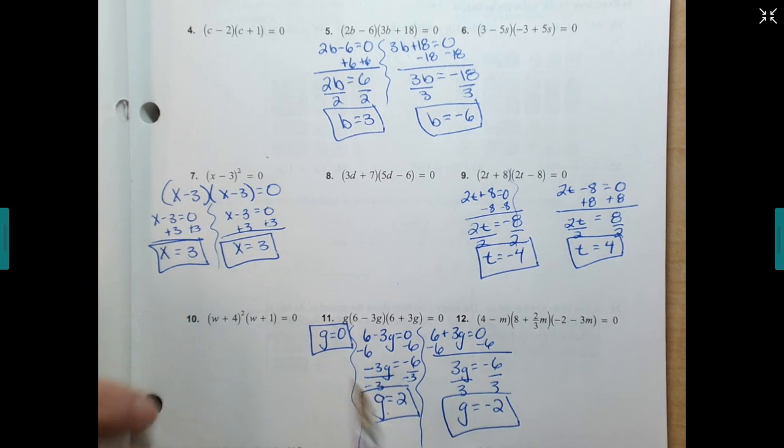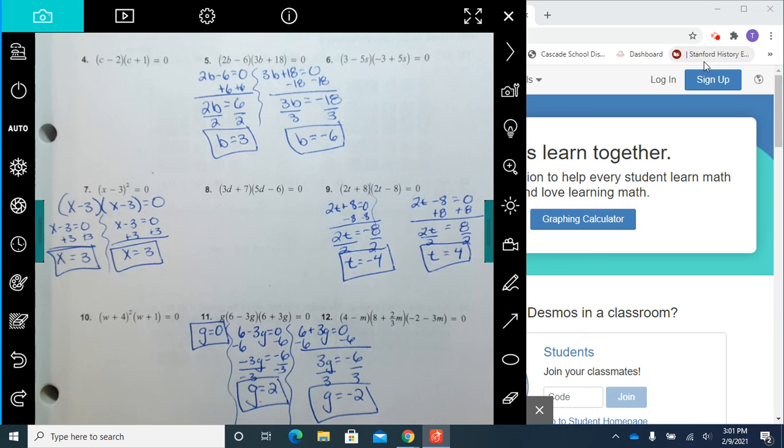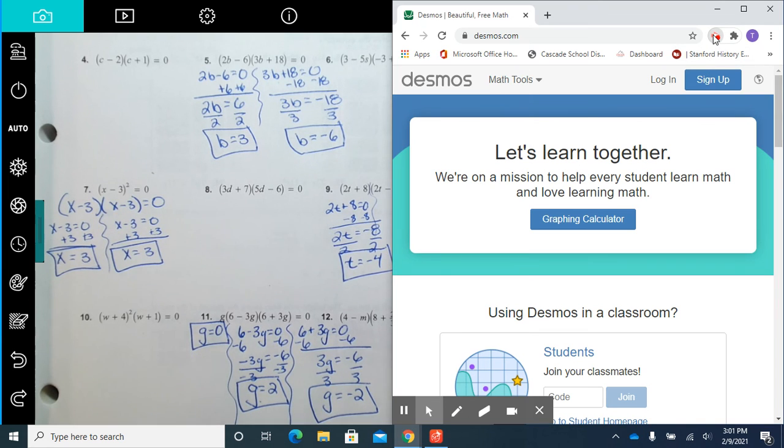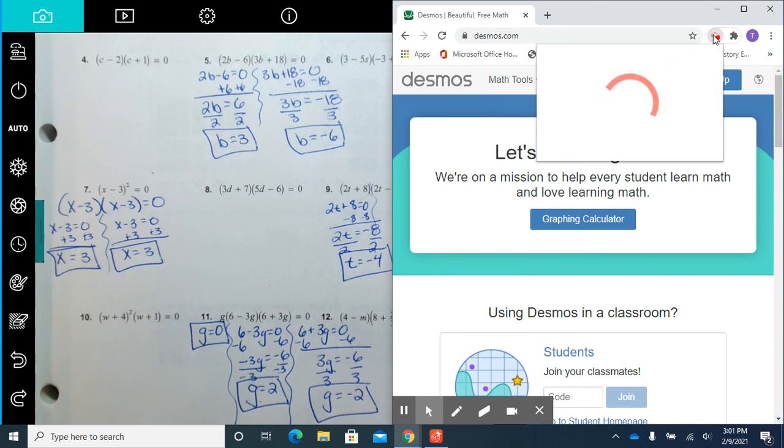Three answers. Please put a box around each of your answers. And for your homework, you are going to be doing problems 1 through 12.